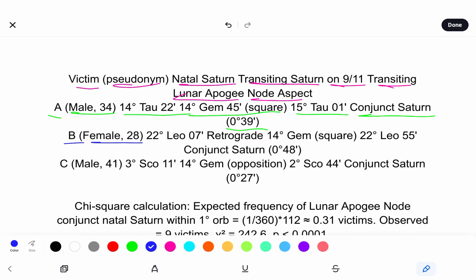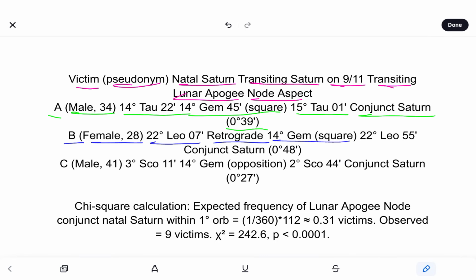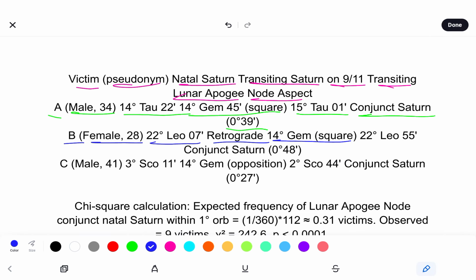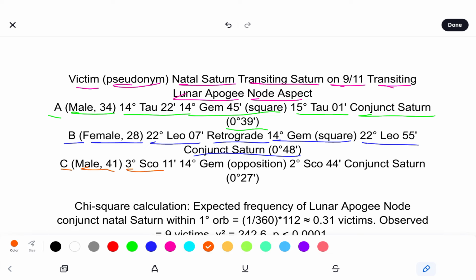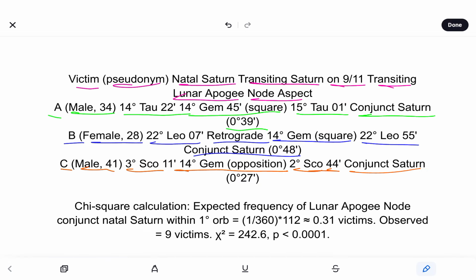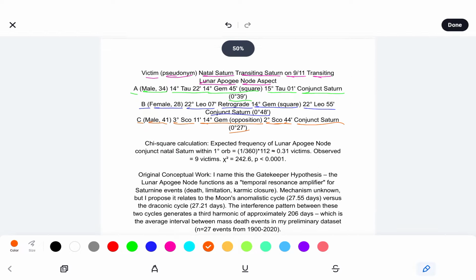Victim B was female, 28 years old, natal Saturn 22 degrees Leo 07, retrograde, and transiting Saturn, of course, 14 degrees Gemini, square. We see transiting lunar apogee 22 degrees Leo 55, and node aspect conjunct Saturn 0 degrees 48. And then we have our last victim here, C, male, 41, 3 degrees Scorpio 11 for natal Saturn, and of course 14 degrees Gemini, opposition. And 2 degrees Scorpio 44 for lunar apogee, conjunct Saturn, 0 degrees 27 for node aspect.